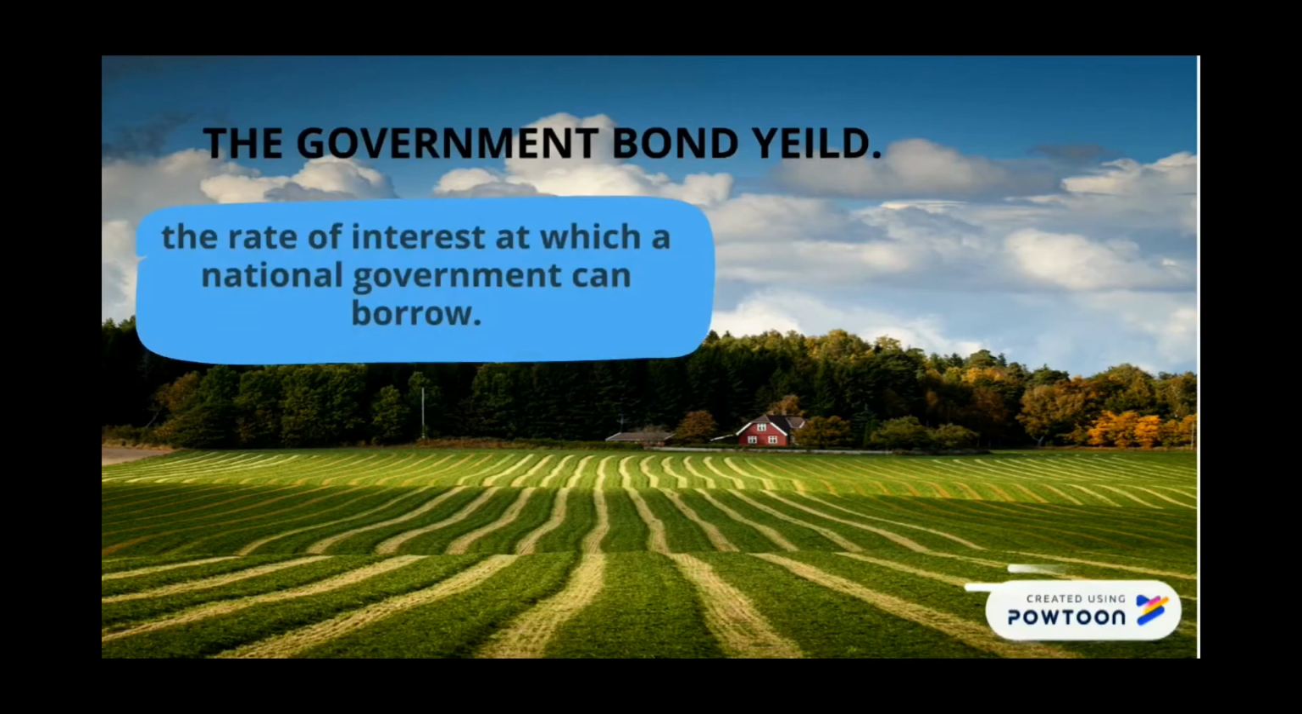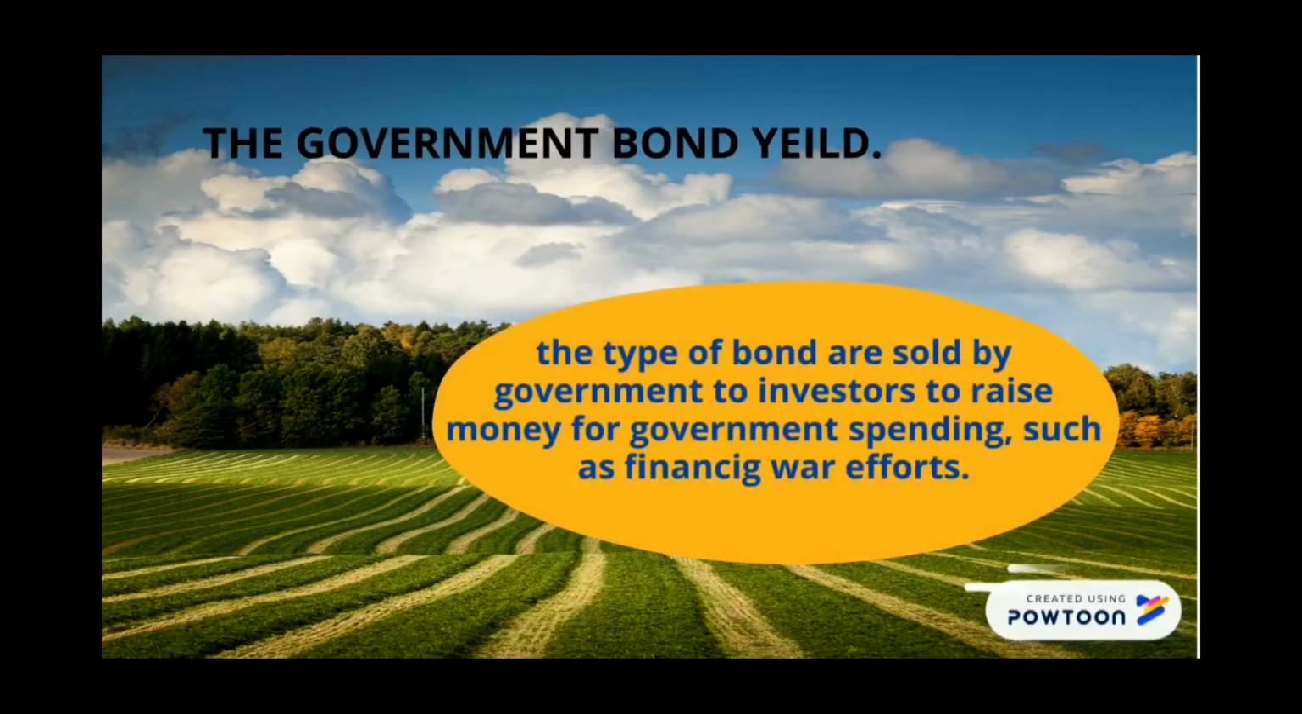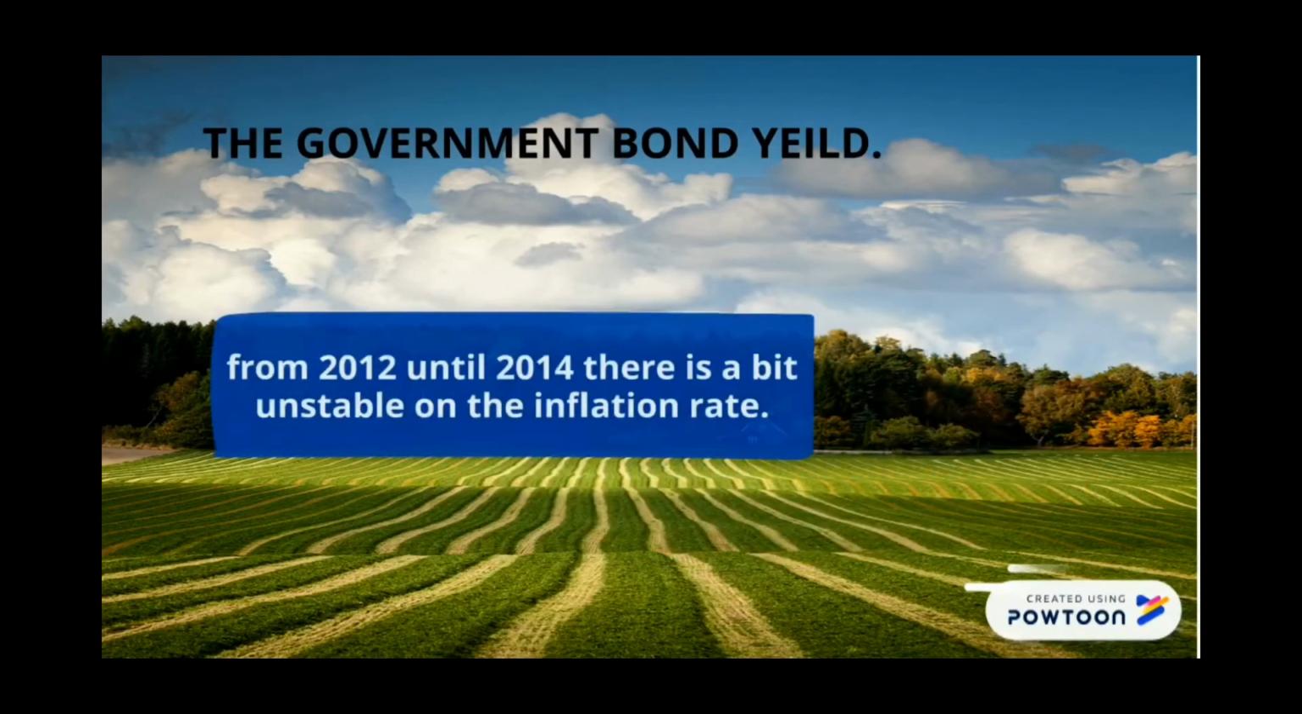Next is the government bond yield. The rate of interest at which a national government can borrow. The types of bonds are sold by the government to investors to raise money for government spending, such as financing war effort. From 2012 until 2014, the inflation rate was a bit unstable.